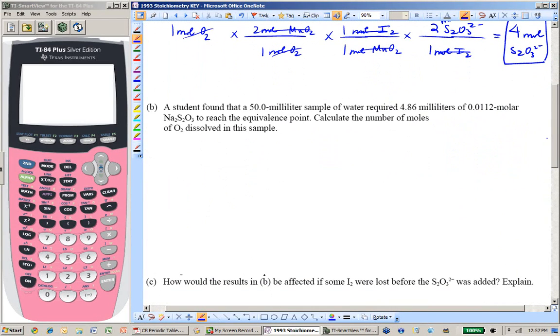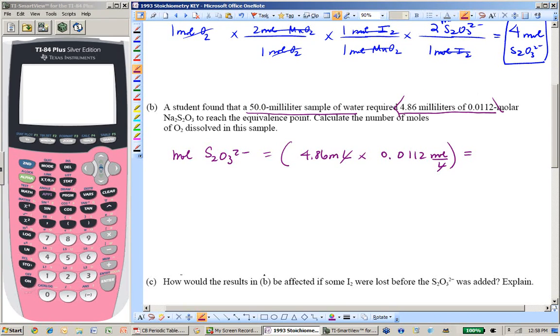All right, so in part B, a student found that a 50 milliliter sample of water required 4.86 milliliters of 0.0112 molar sodium thiosulfate to reach the equivalence point. Calculate the number of moles of oxygen dissolved in this sample. All right, so the moles of S2O3 2 minus are equal to the 4.86 milliliters times the 0.0112 mole per liter. So my liters cancel, and I come out with an answer in millimoles.